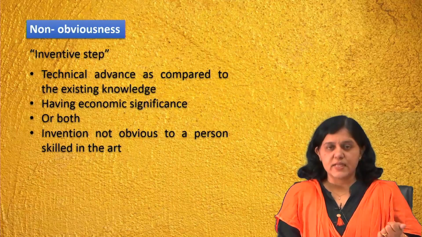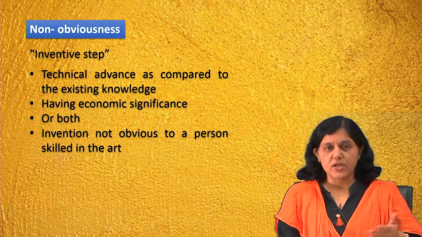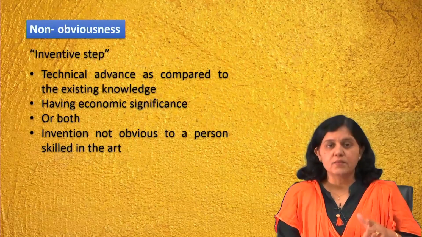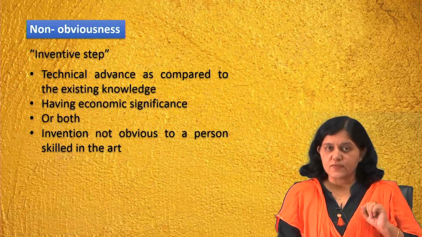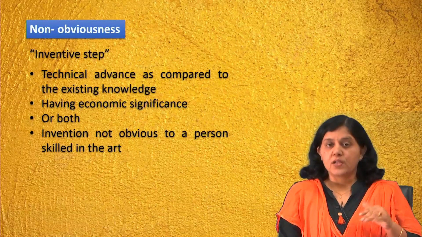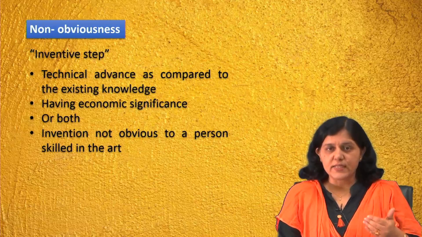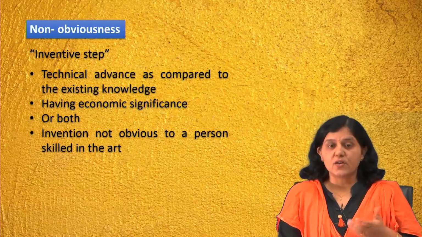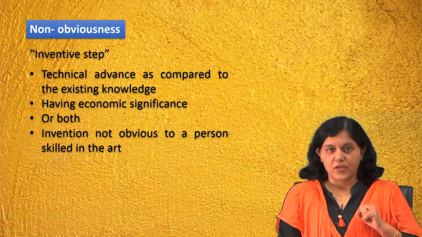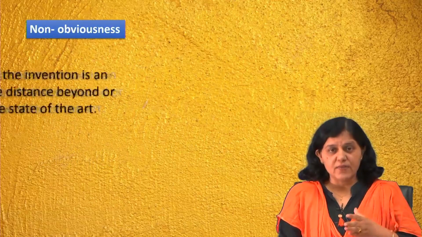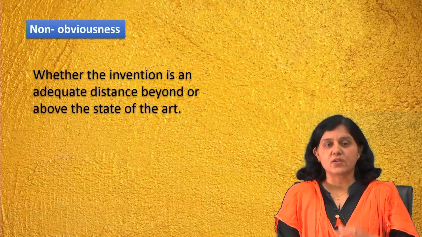The first 3 points you can easily appreciate. Which are these? The first point is technical advance as compared to the existing knowledge, then economic significance, and then both technical advance as compared to the existing knowledge and economic significance. The fourth says the invention should not be obvious to a person having ordinary skill in the art. So, what is the meaning of this non-obvious to a person having ordinary skill in the art? Can we say whether the invention is an adequate distance beyond or above the state of the art?